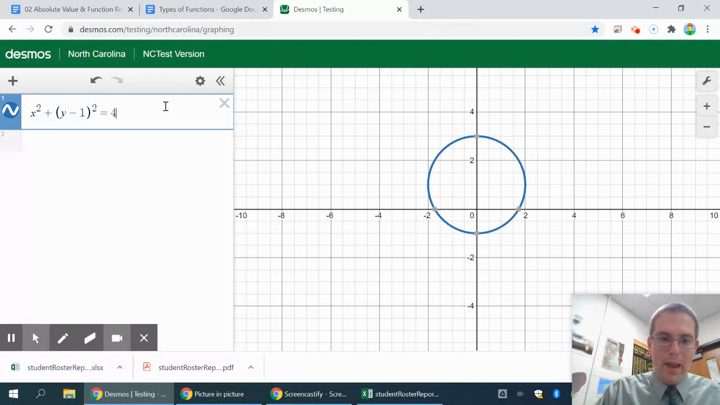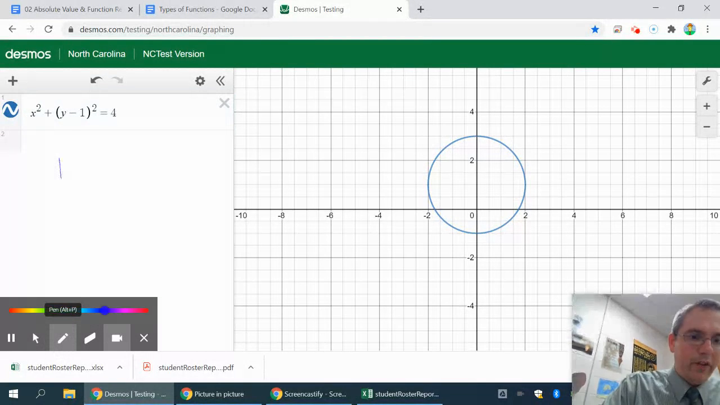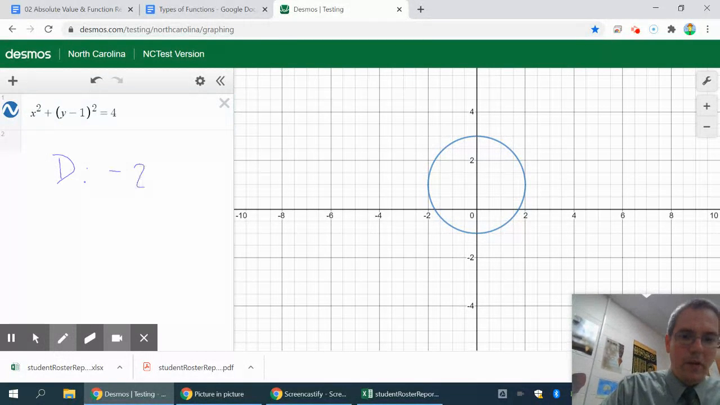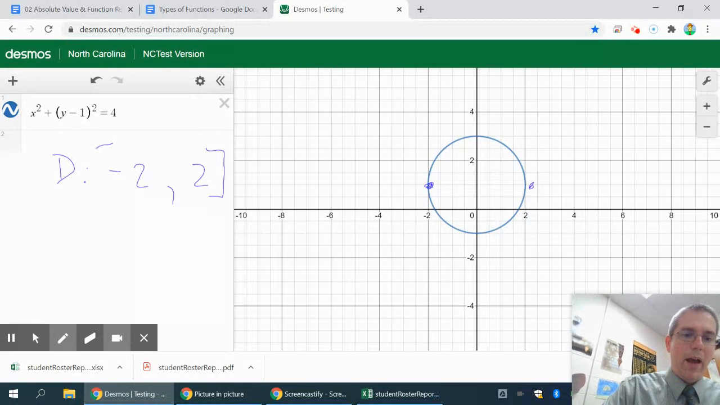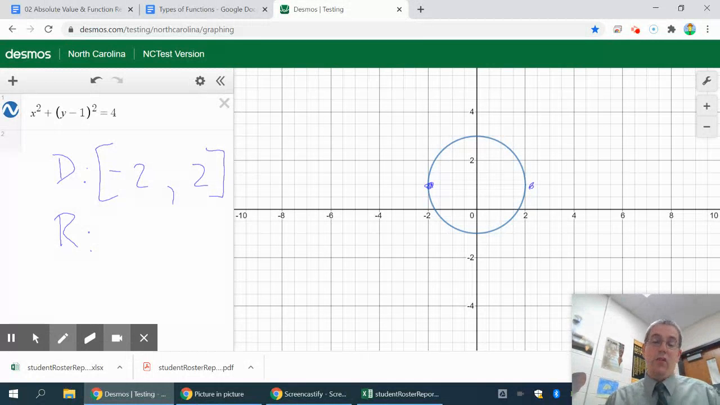On this one, your domain, your smallest x value, would be -2. You see the graph kind of stops over here at -2. And the biggest x value would be +2. So notice the domain doesn't really tell you a lot about the shape of the graph. It just tells you the location of the graph. You can have graphs with the same domain with very different shapes.